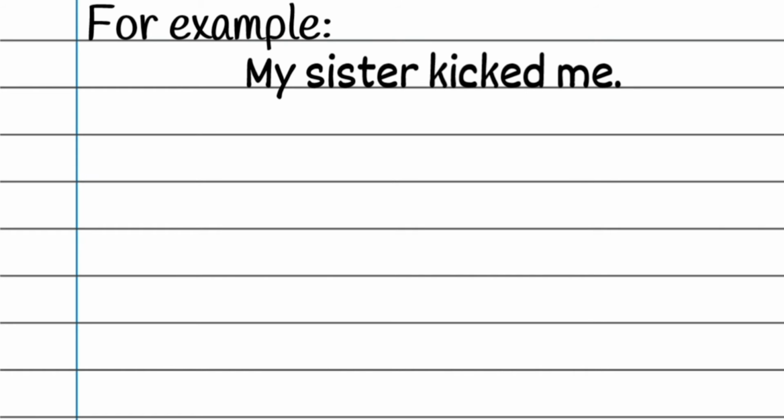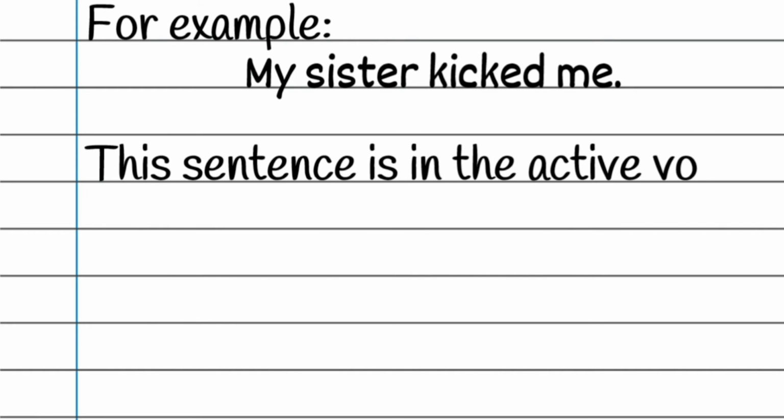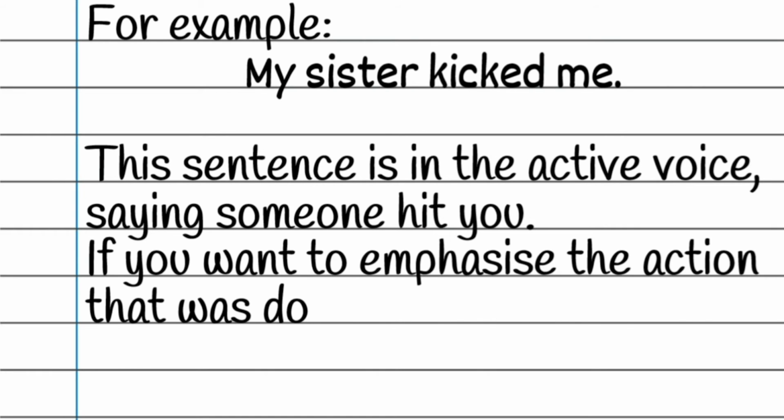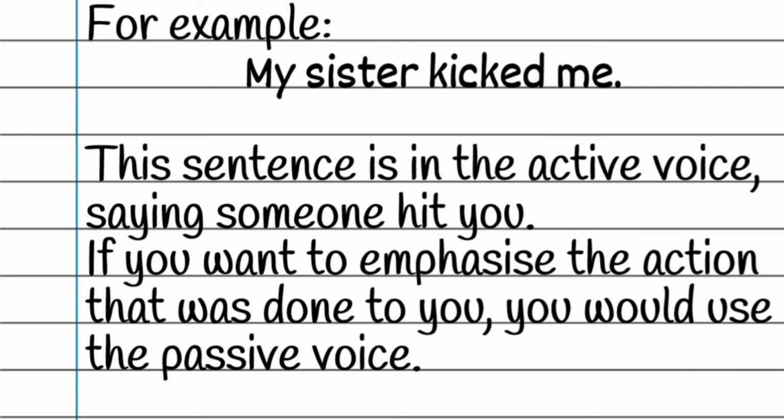So for example, you might say, my sister kicked me. You've still got your subject and the action that's happening. So this sentence is the active voice. It's saying someone has hit you. So the subject is sister, the action is kicking, and you are the object. Me is the object. So looking at that, if you want to emphasize the action that was done to you, you would use the passive voice.